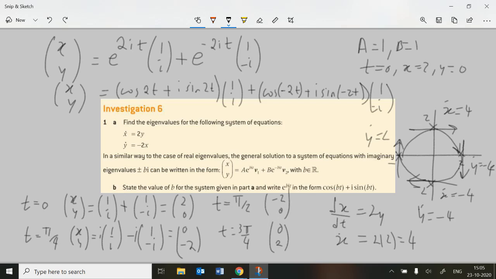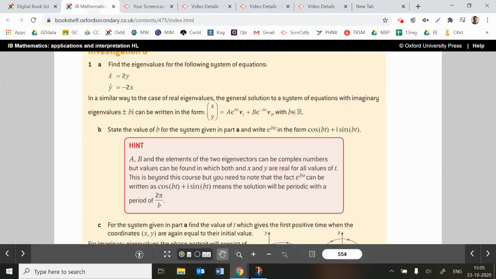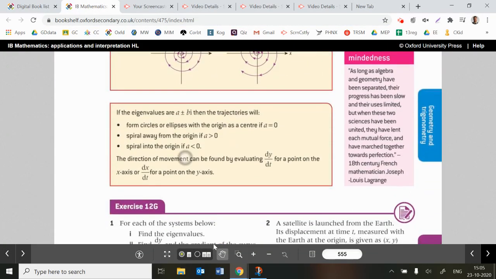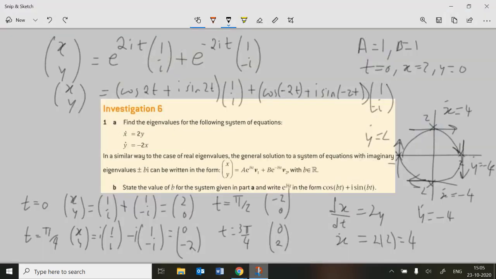Okay, the point that I'm coming up with over here in terms of the direction, in the note down here at the bottom, it says the direction of the movement can be found by evaluating dy dt for a point on the x-axis or a point on the y-axis. That's exactly what I've done in that question there. That's what all of this was about, just to find the direction of travel there. Okay, that's our 4.